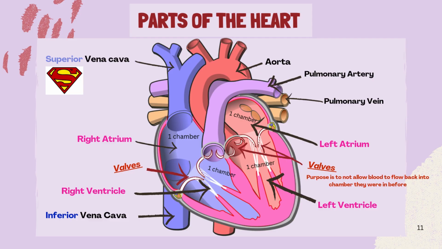We have the right atrium, the right ventricle, the aorta, the pulmonary artery, the pulmonary vein, the left atrium, and the left ventricle. And separating the atriums from the ventricles are the valves. Now, the purpose of the valves is so that blood does not flow back into the chambers they were in before.